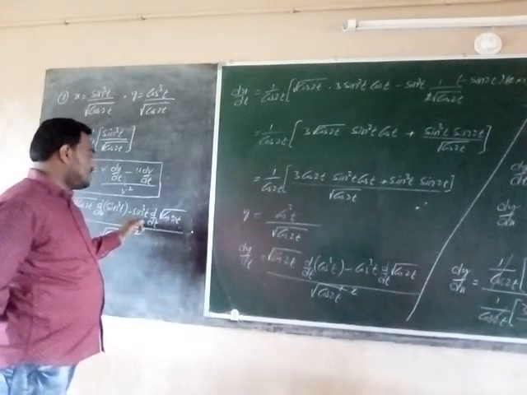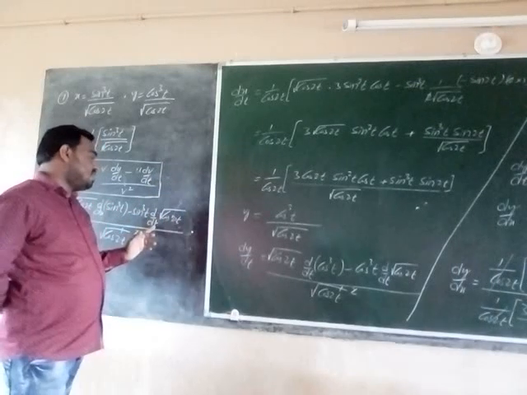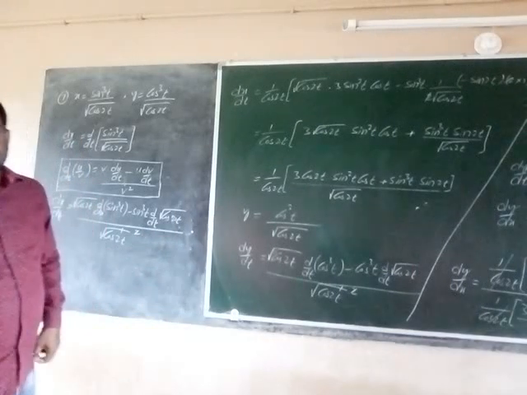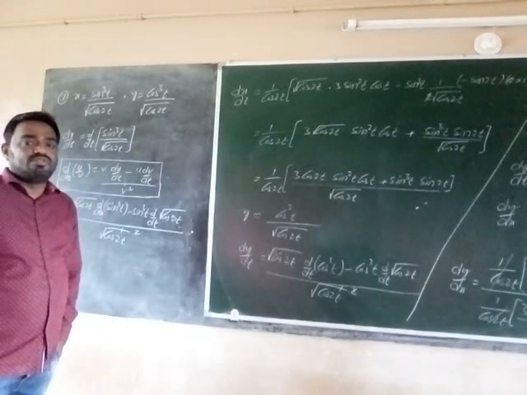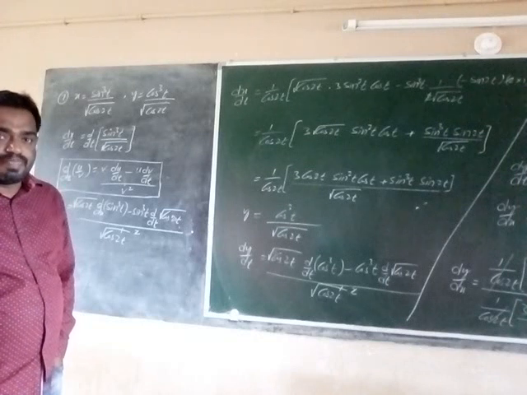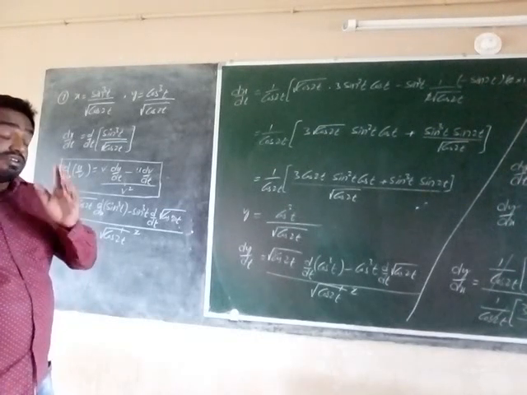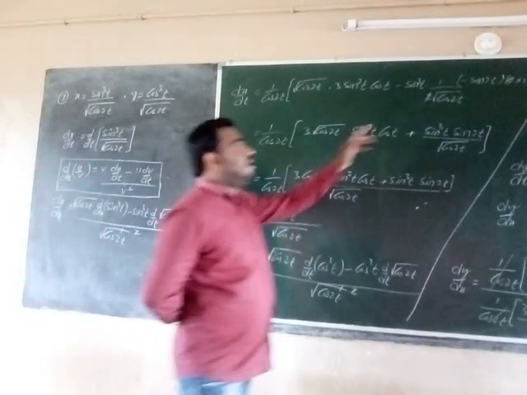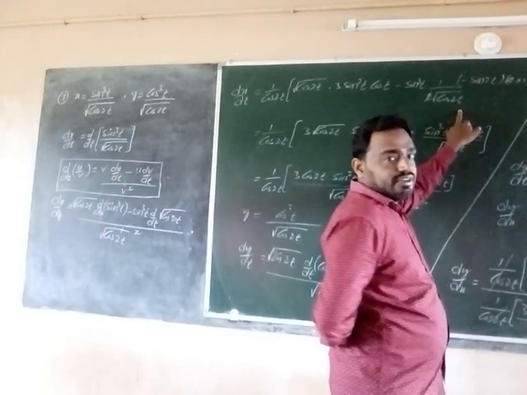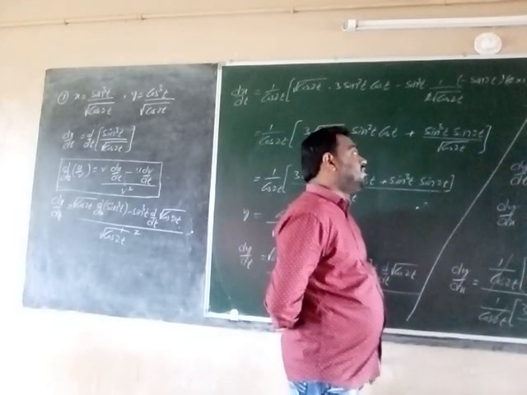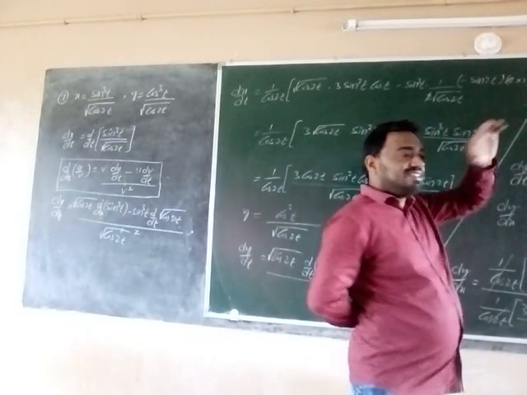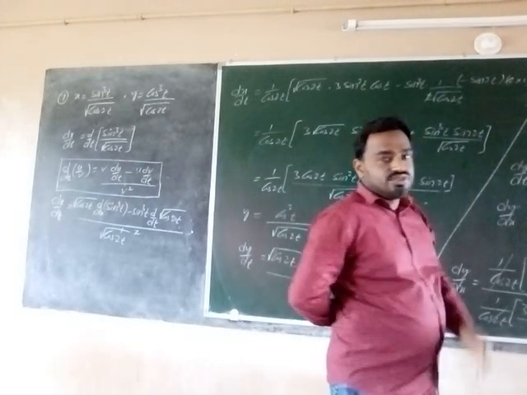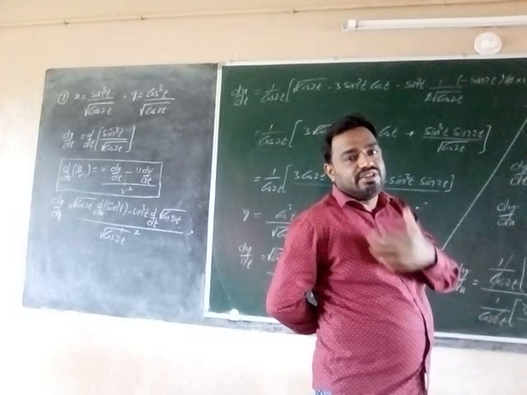Minus sin cube t into the derivative of root of cos 2t. So it is in the form of root x. The derivative of root x is 1 by 2 root x. So 1 by 2 root of cos 2t. Next, cos 2t derivative we are writing. Cos theta derivative is minus sin theta. So minus sin 2t. Next, 2t derivative: 2 into t derivative 1.